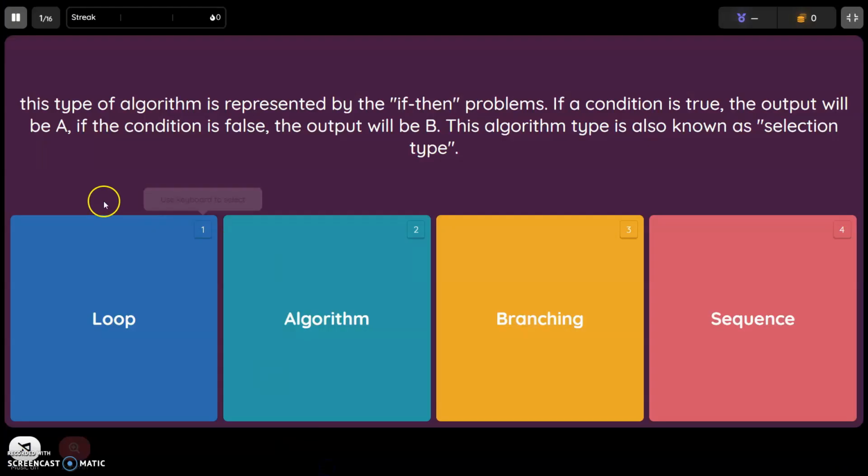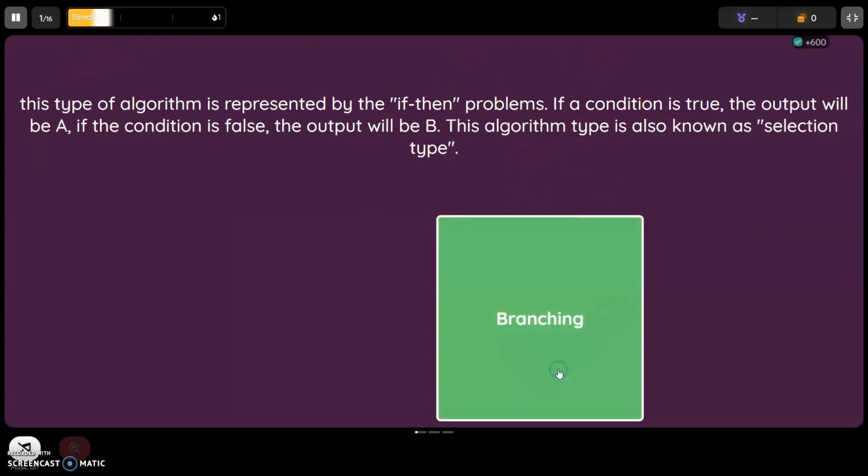It's quiz time now. Okay. This type of algorithm is represented by the if-then problems. If a condition is true, the output will be A. If the condition is false, the output will be B. This algorithm type is also known as selection. The scientific word for this is branching.